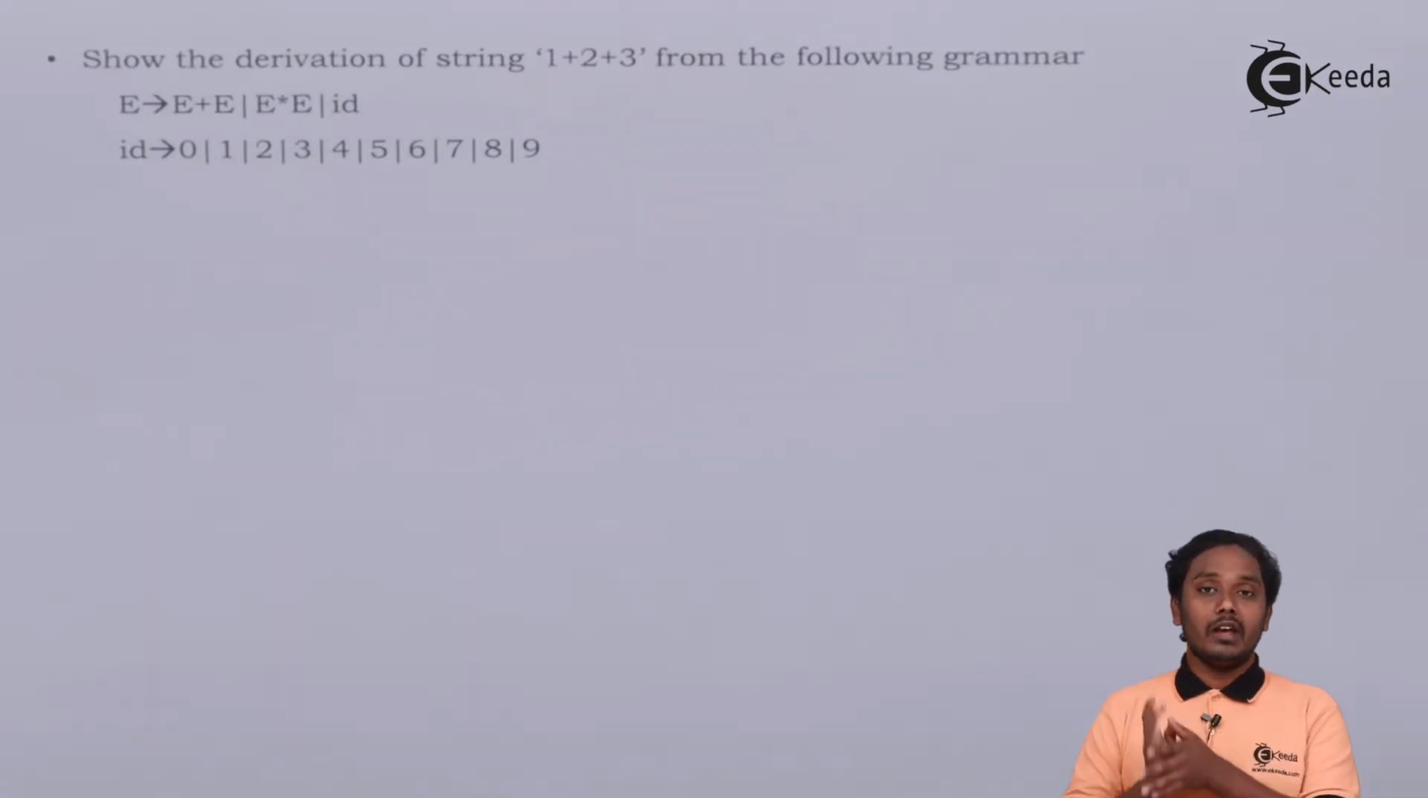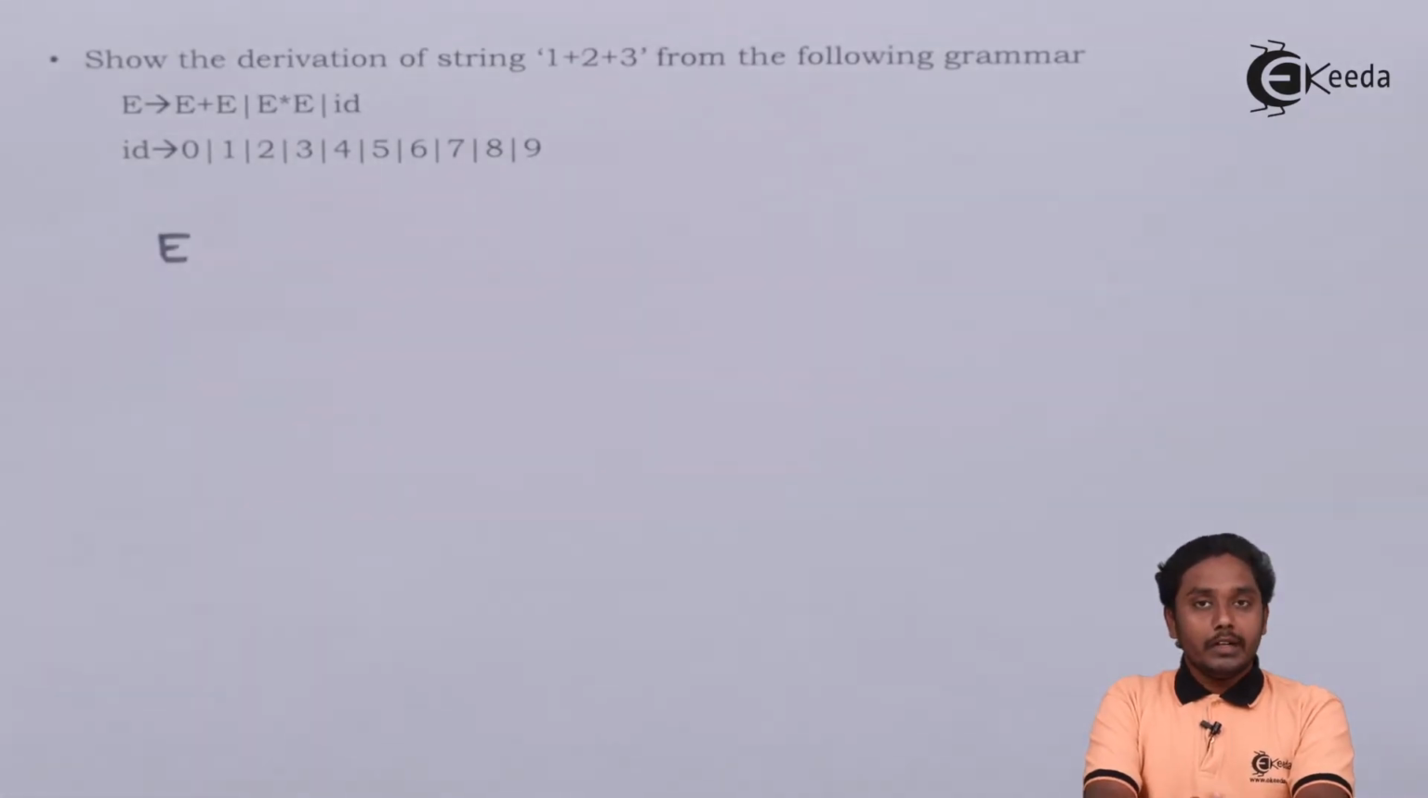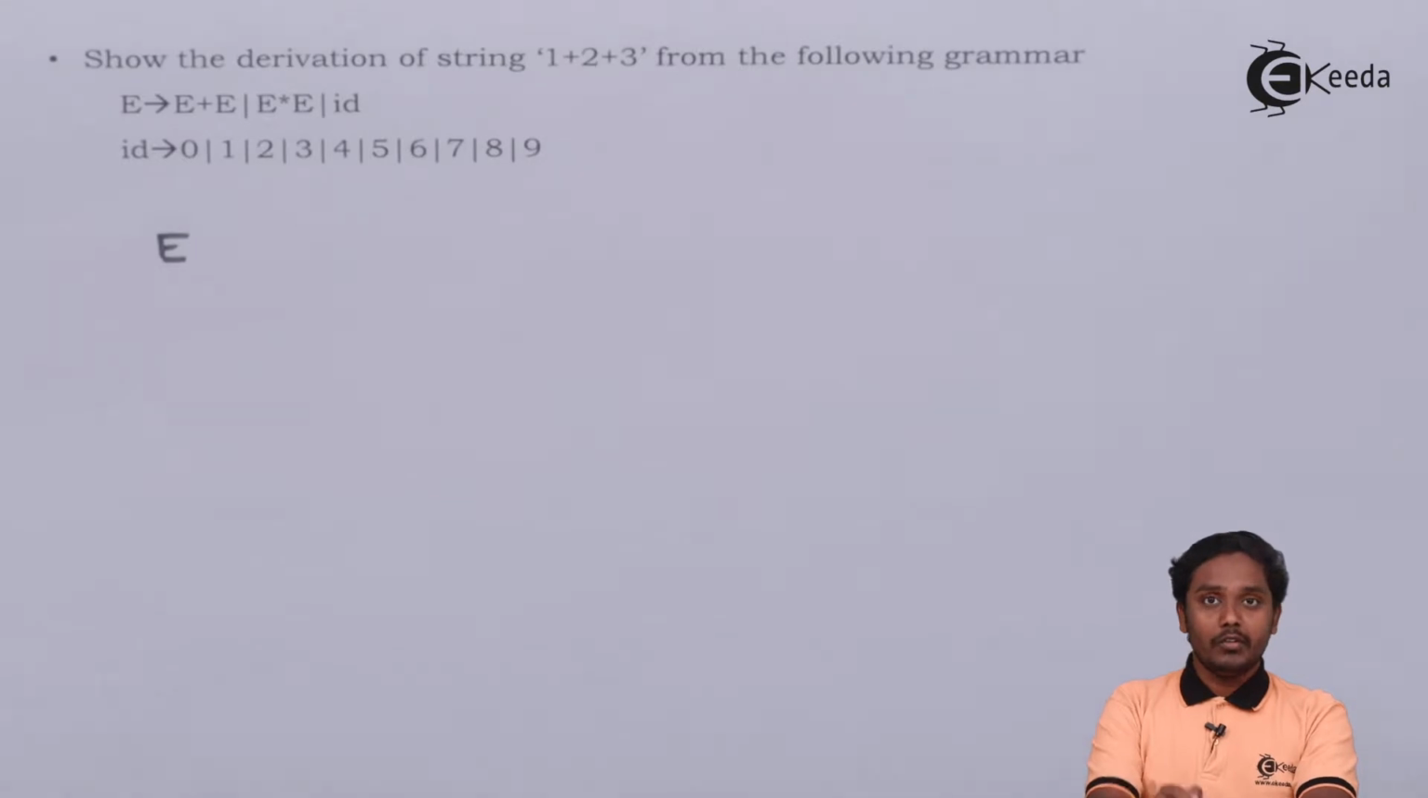Now let us try to derive the required string from this grammar. E will be the root of our tree because E is the start symbol. We know that we need two plus symbols in our required string. So we will be using the production E plus E twice. Let us use it first.